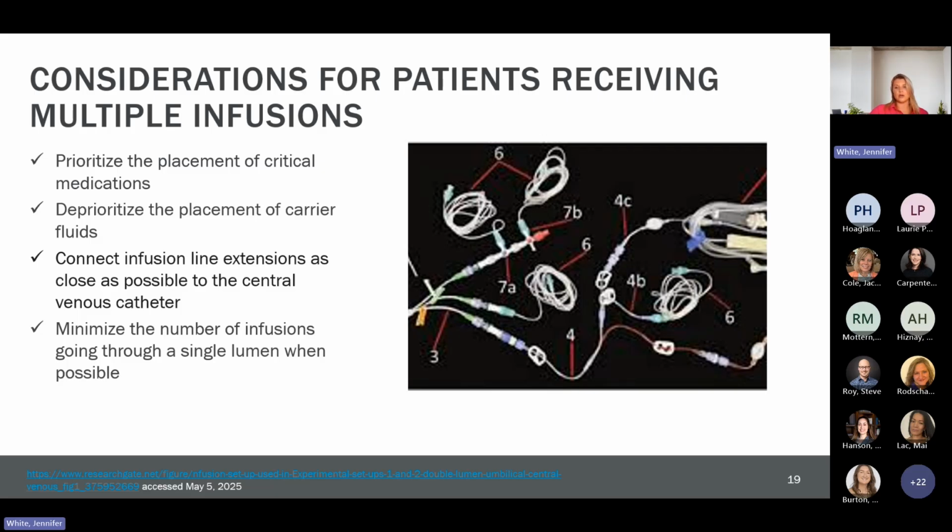Minimizing the amount of infusions when possible going through a single lumen to prevent microboluses when the variation of flow rates and intermittent medications. Understanding that this isn't always possible depending on your access. In this photo here, we have your more critical drips to be displayed in the front with your carrier fluids in the back to prevent those microboluses.